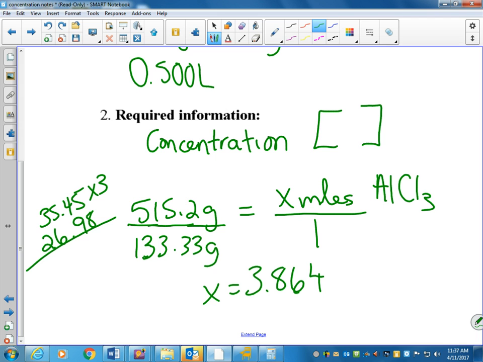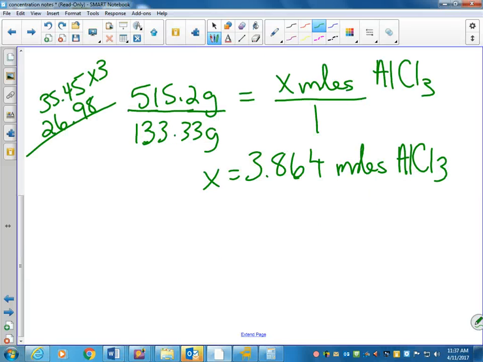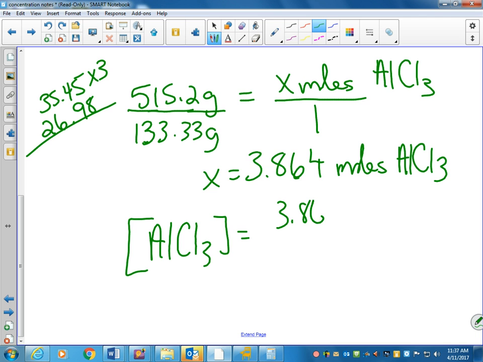Now, remember, when we're carrying on calculations, we have to carry those decimals through. So even though I wrote 3.864, this is moles of aluminum chloride. When I carry on to my next step, I'm going to carry all those decimals. Okay, so now I know moles. Can I calculate concentration? The concentration of aluminum chloride is equal to 3.864 moles divided by 0.5 liters.